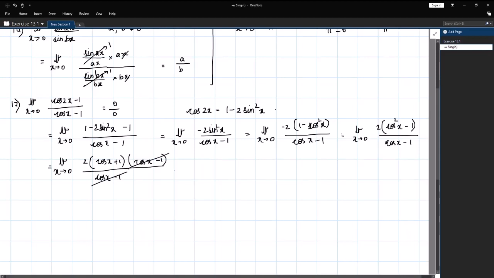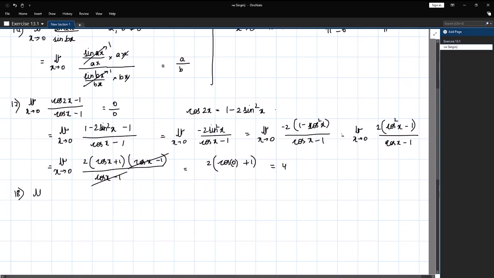So this gets cancelled. What is remaining here is, we can directly substitute the value for x. What is 2 into (cos 0 plus 1)? So cos 0 is 1, 1 plus 1 is 2, 2 into 2 is 4. Now question number 18.